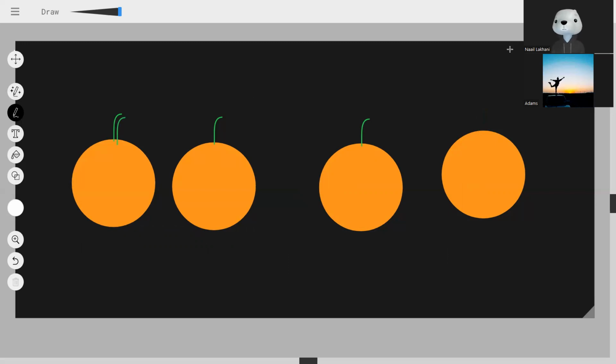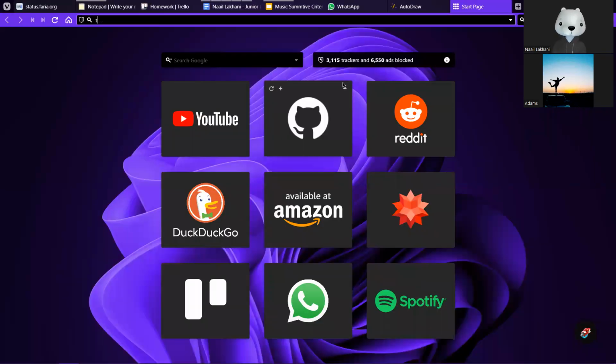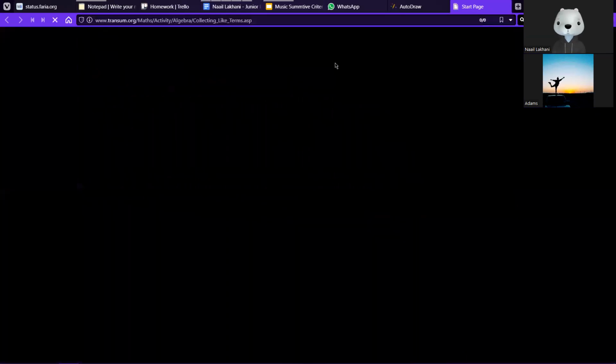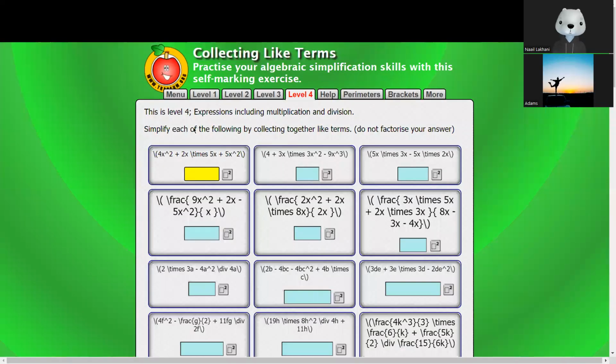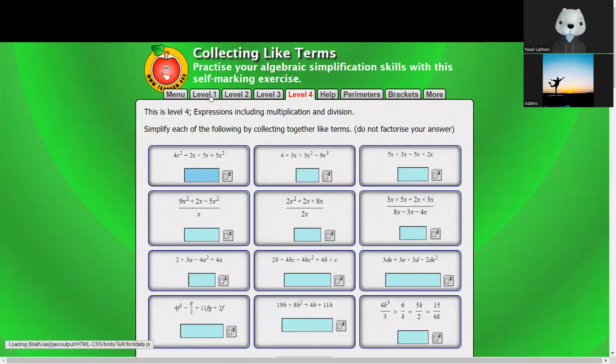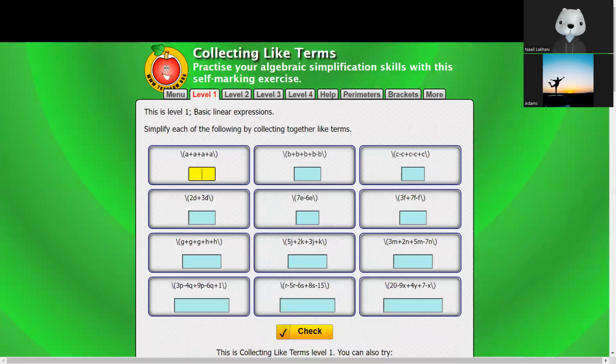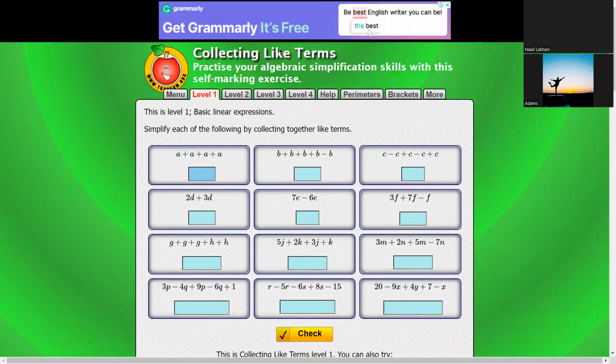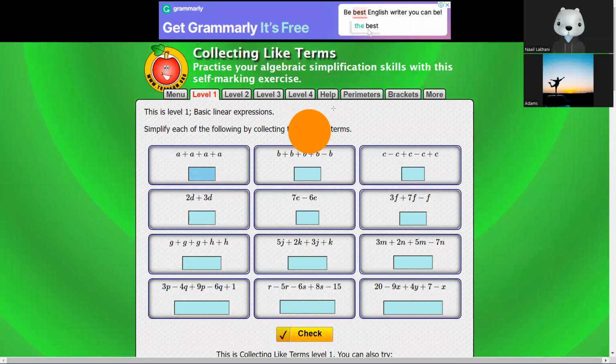Now we do some on Transum, collecting like terms. Just like that in algebra, for example, imagine the variables are oranges or any other fruit you'd like. Let's say this A is an orange. Let me just draw my oranges. I love oranges, guys. Very nice fruit. So this is my orange right over here.